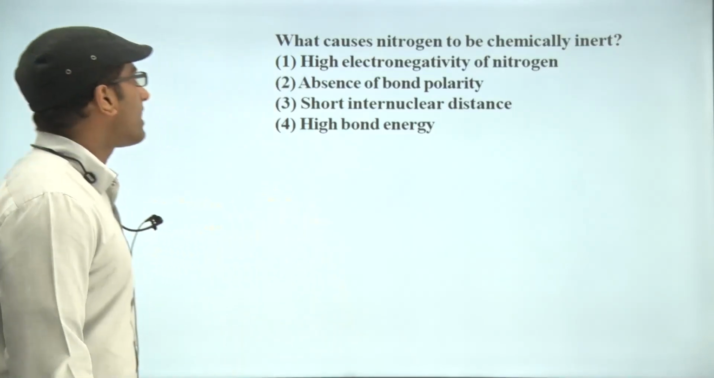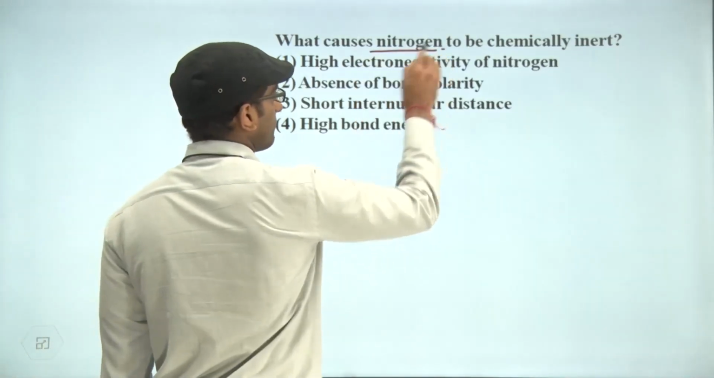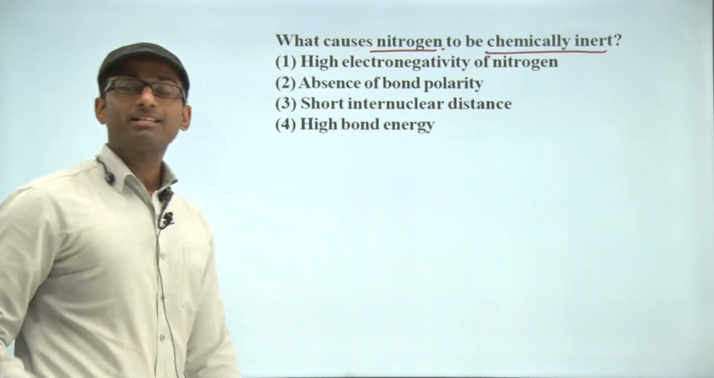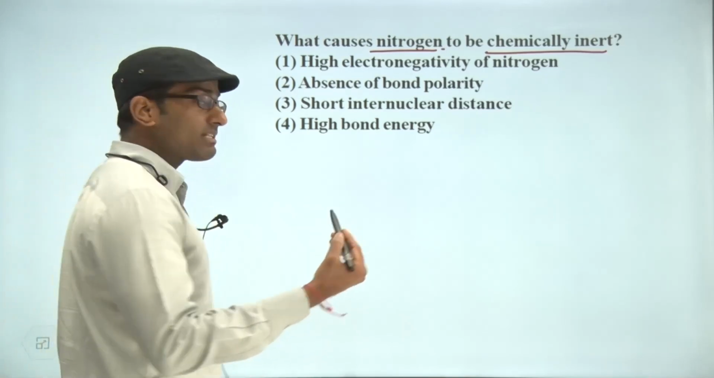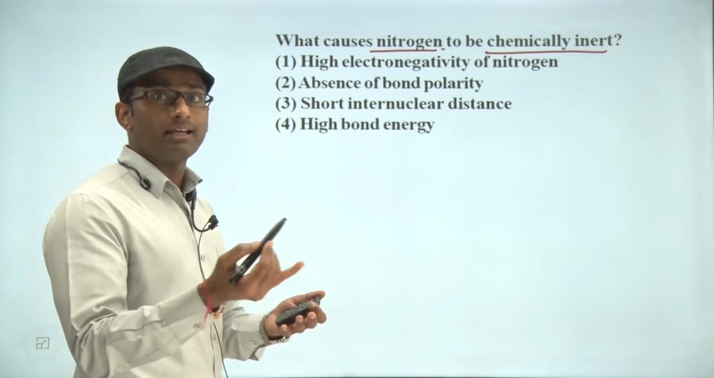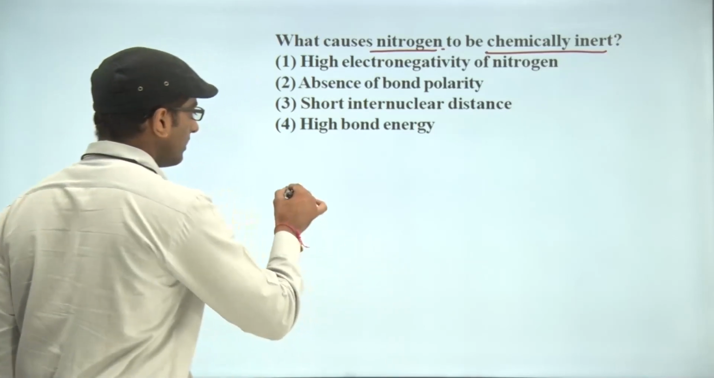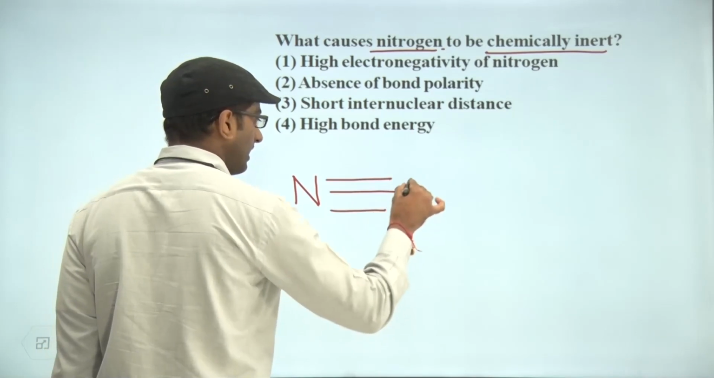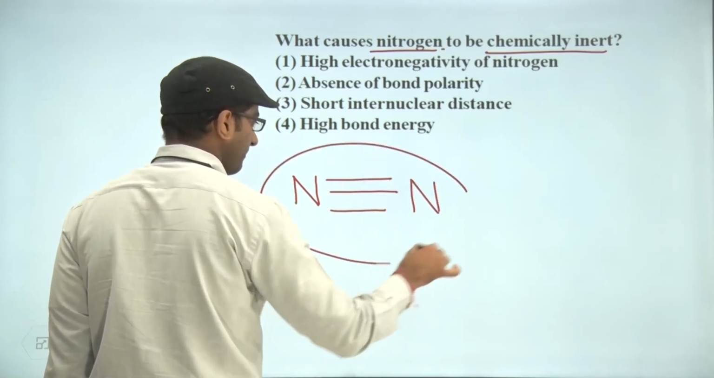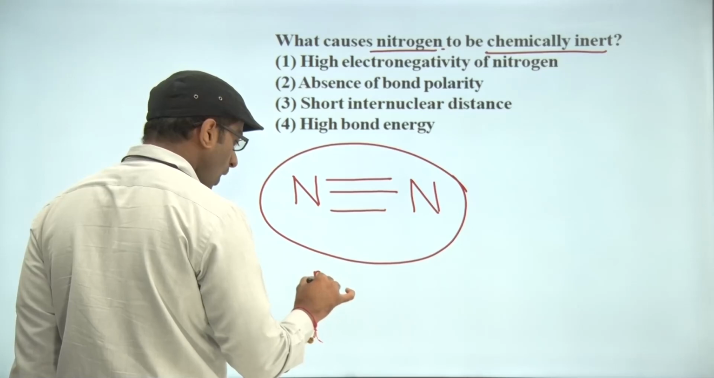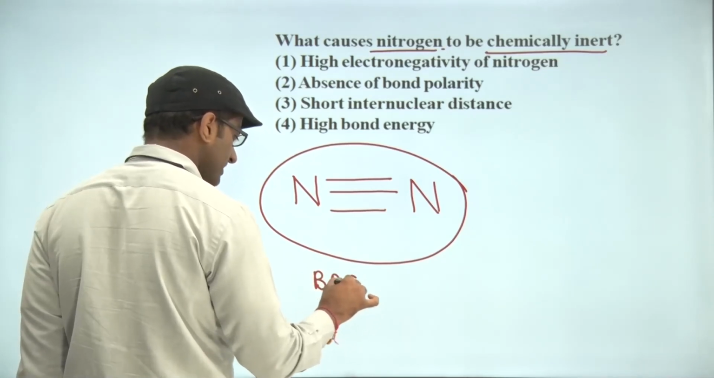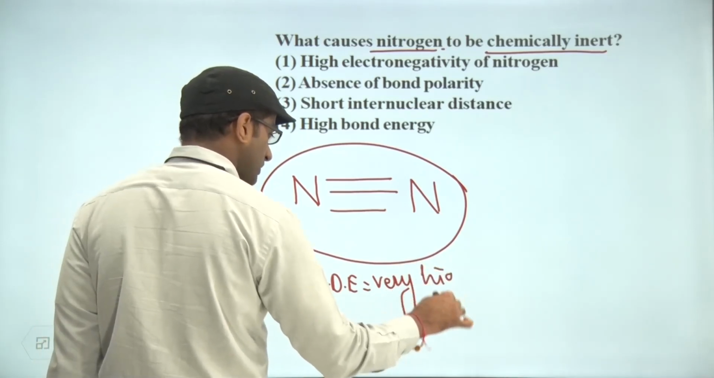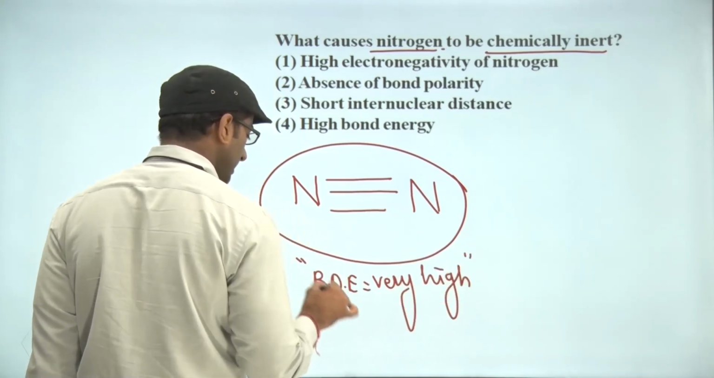Ashwin, this question is asking what causes molecular nitrogen to be chemically inert. It means less reactive. Nitrogen is considered inert, though it is not an inert gas like helium, neon, argon, krypton, xenon. But due to the presence of the triple bond, the union is strong, and its bond dissociation energy is very high. It doesn't react at room temperature. At room temperature, this is inert.